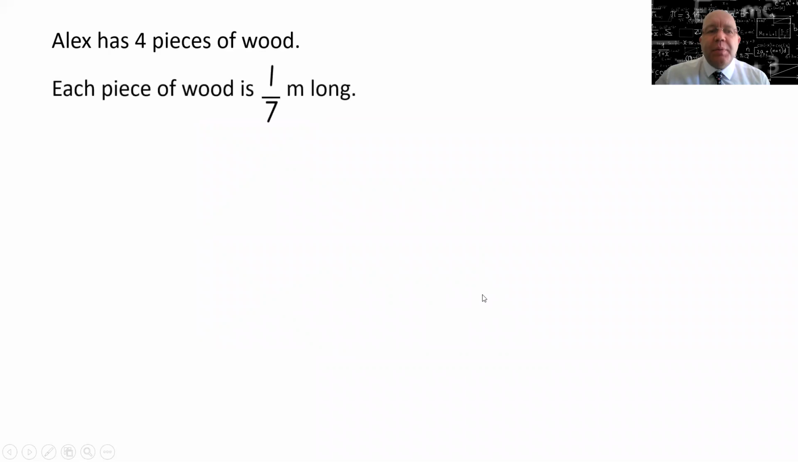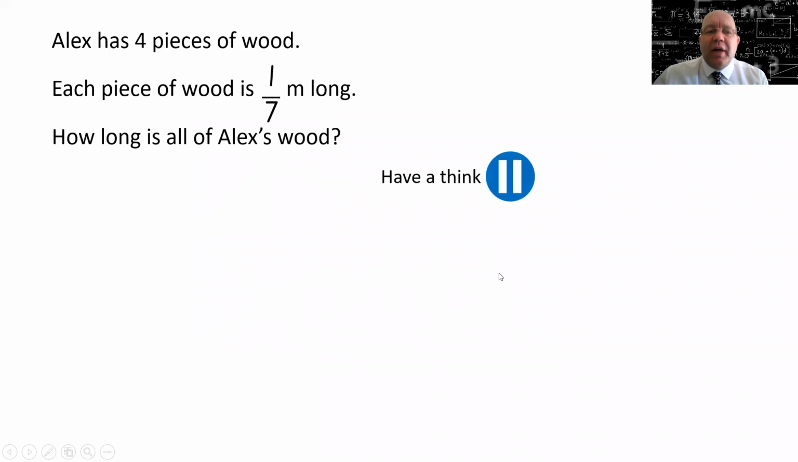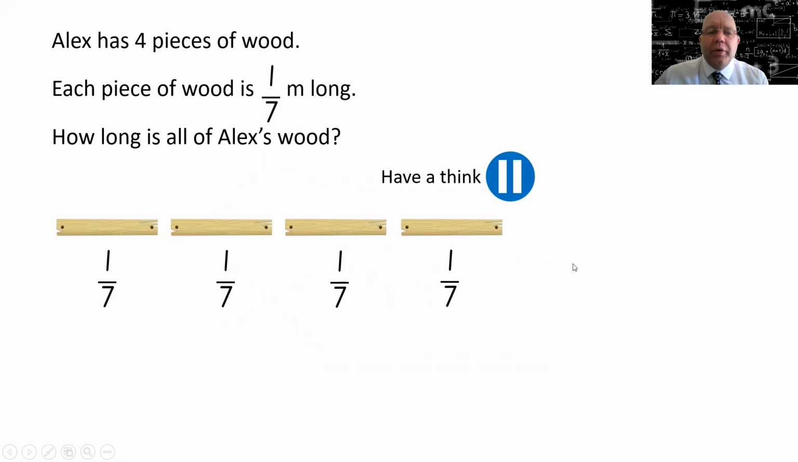Right, Alex has got 4 pieces of wood, and each piece of wood is 1/7 of a meter long. How long is all of Alex's wood? Have a think. Well, there it is. There's the 4 pieces, and each one is 1/7 long. So he's got 4 times 1/7, or he's got 1/7 plus 1/7 plus 1/7 plus 1/7. So altogether, he has got 4 sevenths. So 4 times 1/7 is 4/7, and 1/7 plus 1/7 plus 1/7 plus 1/7 is 4/7.